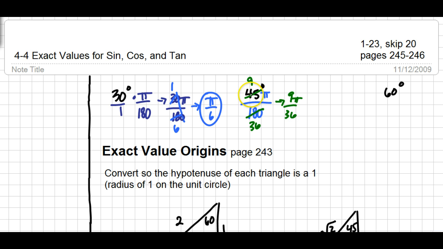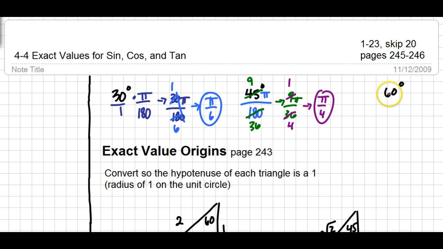So clearly I did not pick the highest common factor here, because I have another common factor that has shown up. 9 is a common factor of both of these numbers. 9 goes into itself once, and 9 goes into 36 4 times. So this reduces, in fact, to pi over 4.